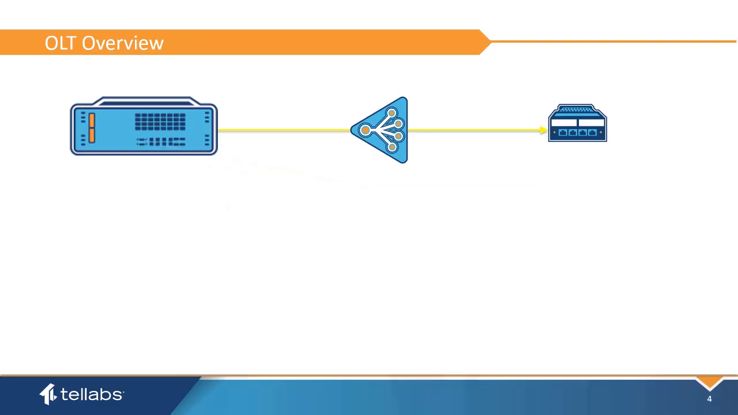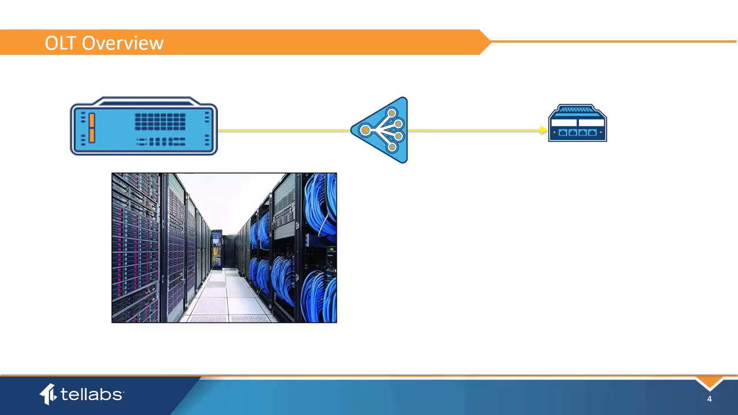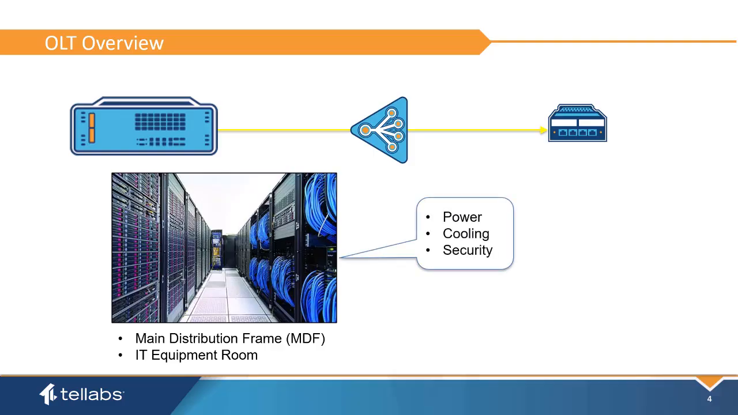The OLT is generally installed in a central location within the network infrastructure. In enterprise settings, such as office buildings, hospitals, or universities, the OLT is often installed in a main distribution frame or an IT equipment room. This controlled environment provides the necessary power, cooling, and security for the OLT hardware. It connects to optical splitters via fiber optic cables, which then distribute signal to ONTs throughout the building or campus.